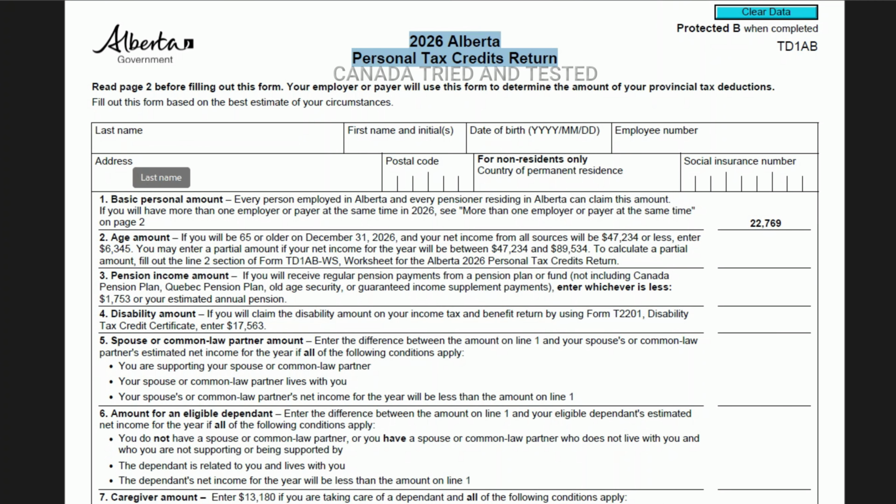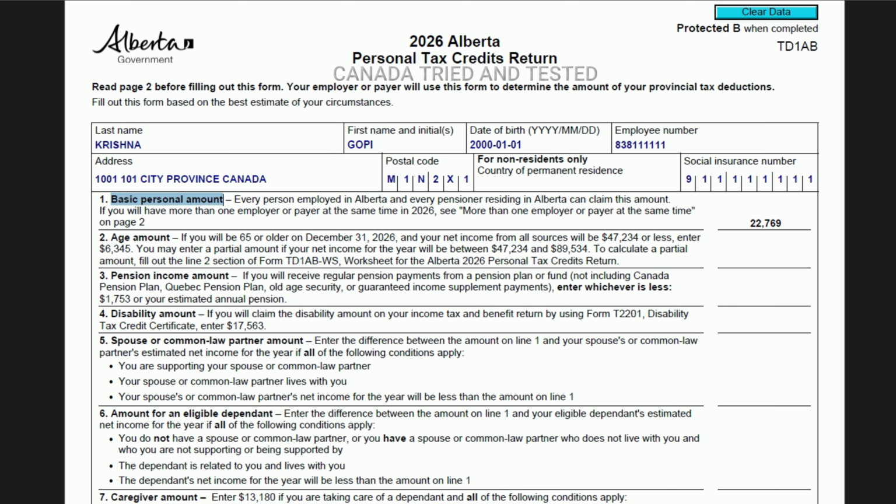Start with the personal information: last name, first name, date of birth, employer name, address, postal code, and social insurance number. Now, these are all easy entries which you would obviously know. With date of birth, don't follow this format. Enter like this, and once you click enter, it will come in this format. Remaining, you can just make an entry. Once these entries are made, the first line is basic personal amount. This is by default written as 22,769. You don't have to do anything.